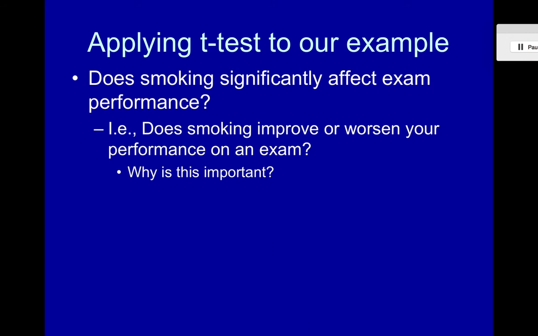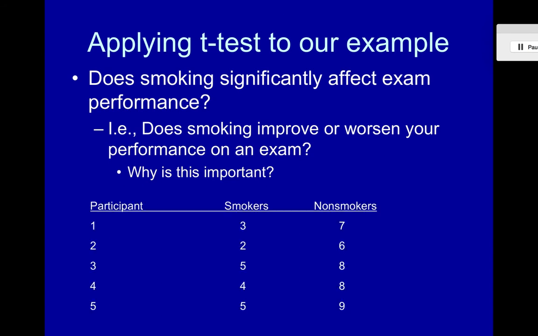So here, ultimately, if we compare our smokers to our non-smokers, we find the following scores in terms of their exam. Now remember that their exam is out of 10 points. So here we have participants 1, 2, 3, 4, and 5 for the smokers and then for the non-smokers. So we have 10 total participants. Why do we have 10 total participants? Because we have 5 coming from the smoking group and 5 coming from the non-smoking group. So our sample size is equal in this particular case to 10.